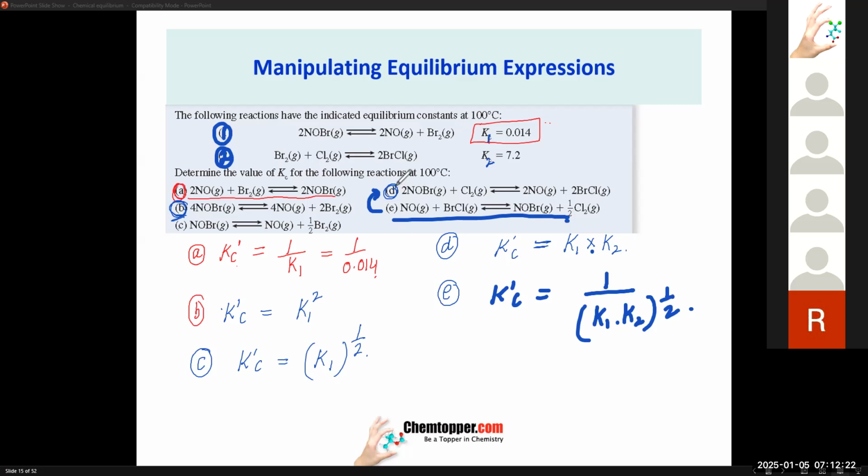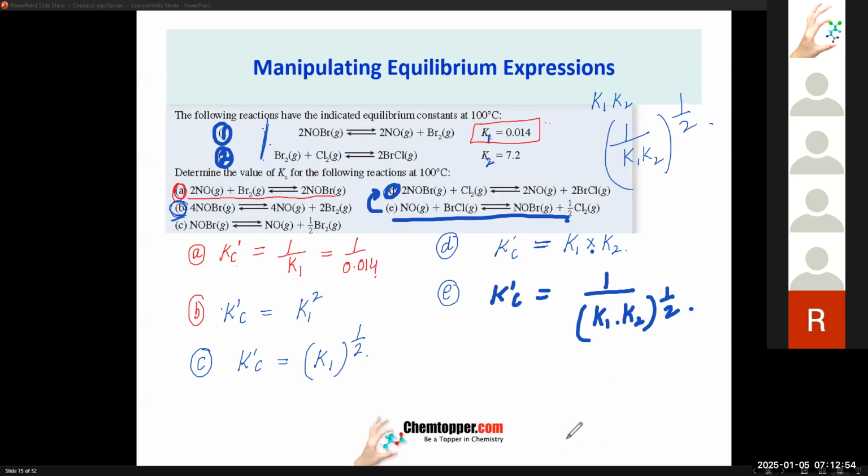So I related it with D. But let's say you don't want to relate it. You want to relate it with 1 and 2. So you will say, I added equation 1 and 2, then reversed it, and then divided by 2. I did 3 operations. Added means K1 and K2. Reversed means 1 over K1 and K2. Divided by 2 means raised to power 1 over 2.